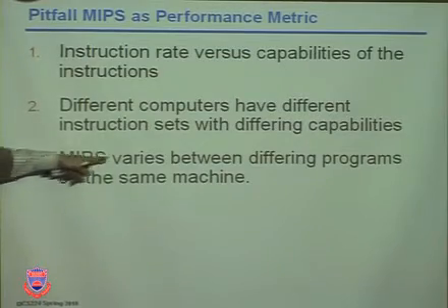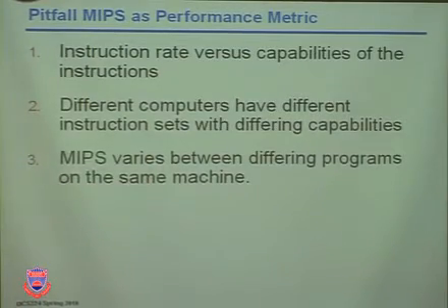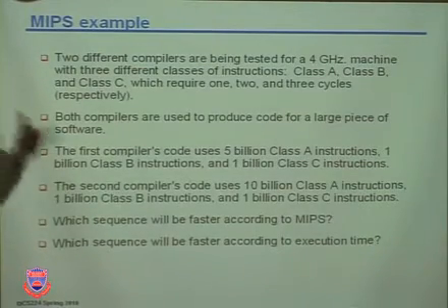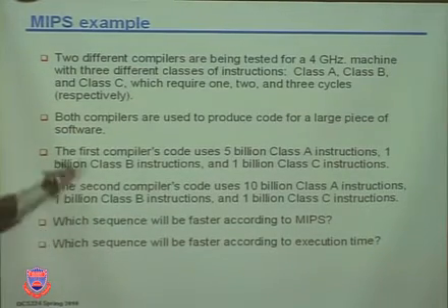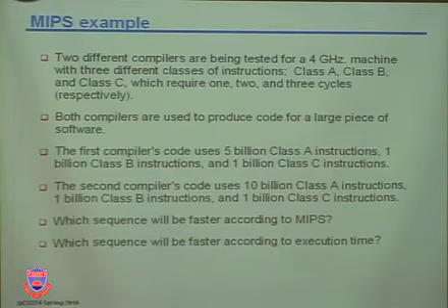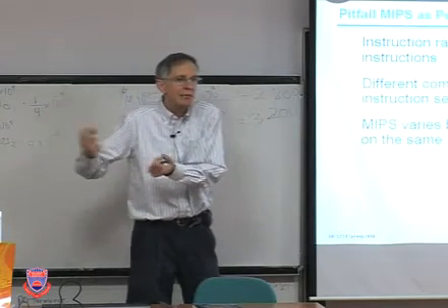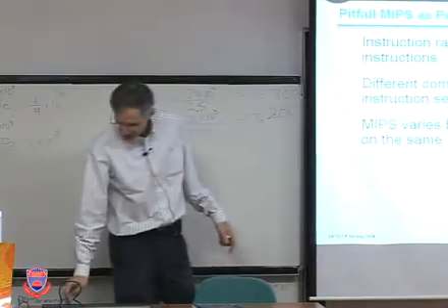MIPS varies even between differing programs on the same machine. Hello? This is the same machine. We didn't even change machines or clock rates. We just changed the compilation. So, different programs will have different MIPS. In other words, run program A on your machine through your compiler. Run program B on your machine, you'll find the MIPS changed. Because program A might have executed more complex instructions and B might have executed more simple instructions.